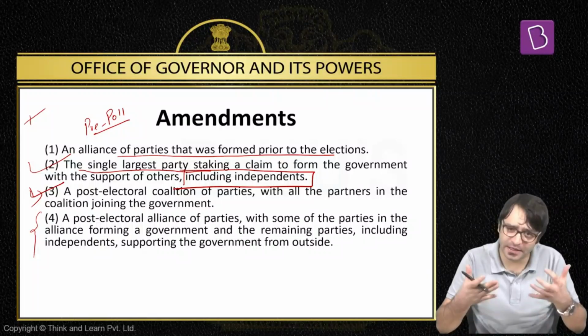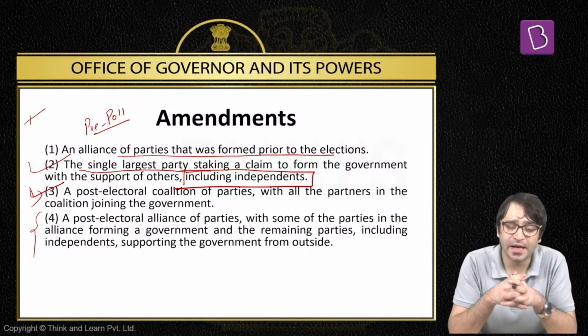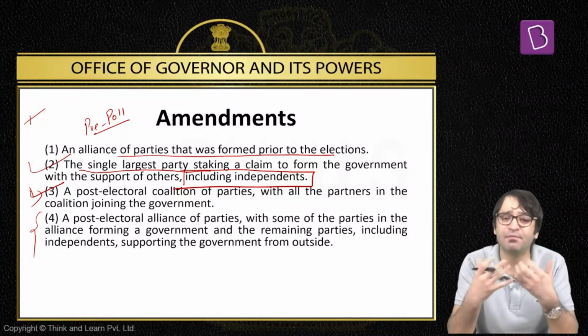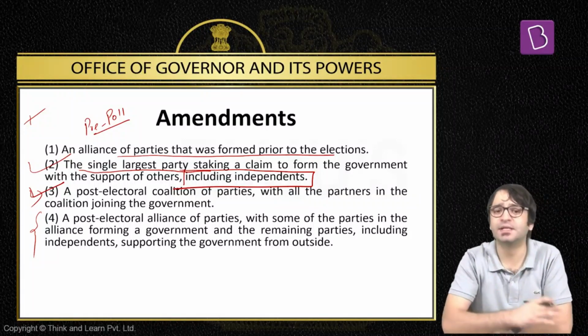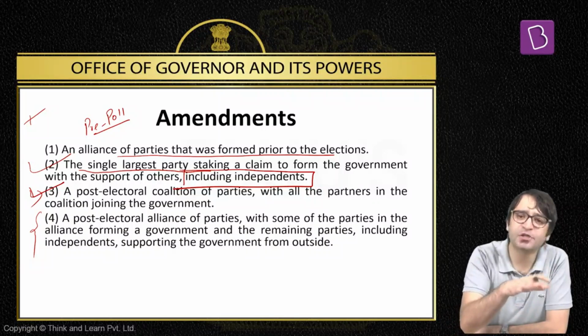This preference, if it is followed, ultimately will go a long way in depoliticizing the office of governor. It will ensure that the office of governor is not misused, abused. The discretionary powers of the governor are not misused. And that is what you need to understand from the office of governor, and state machinery chapter is over.